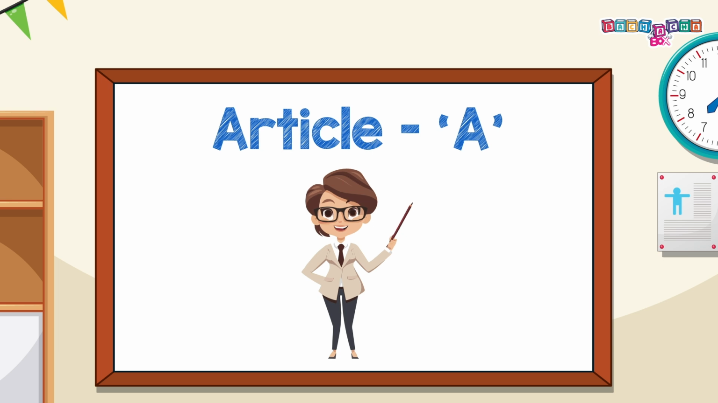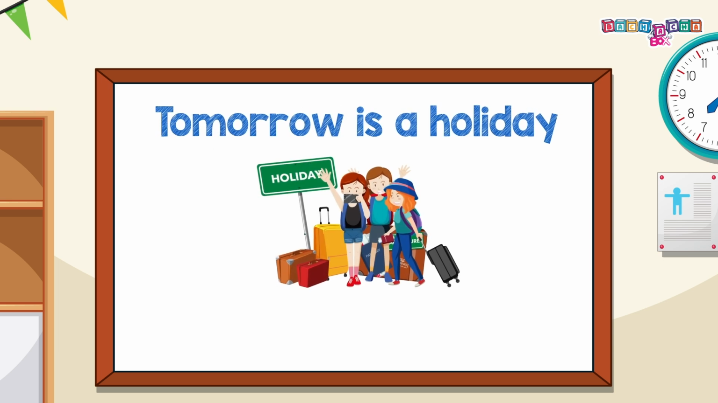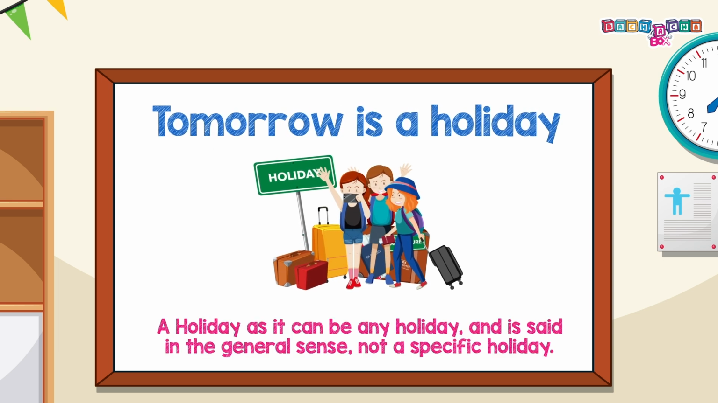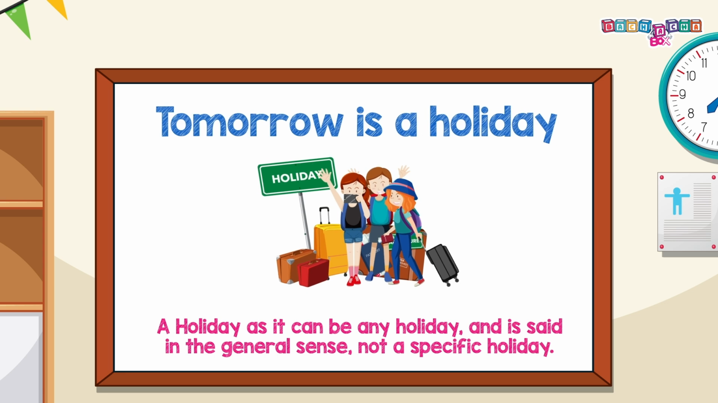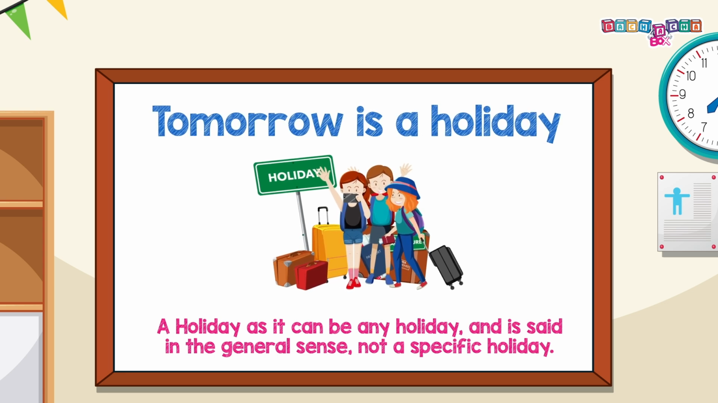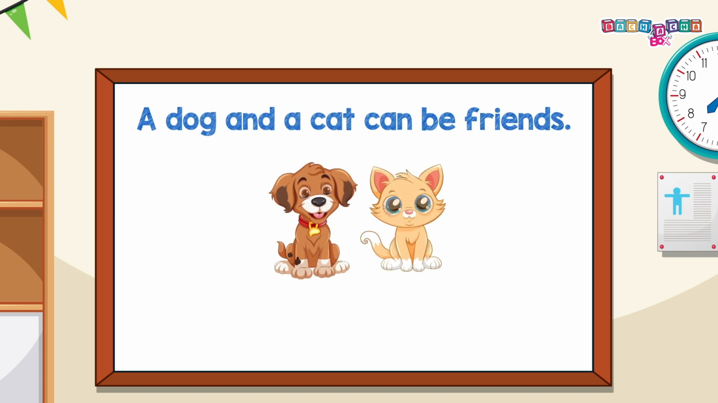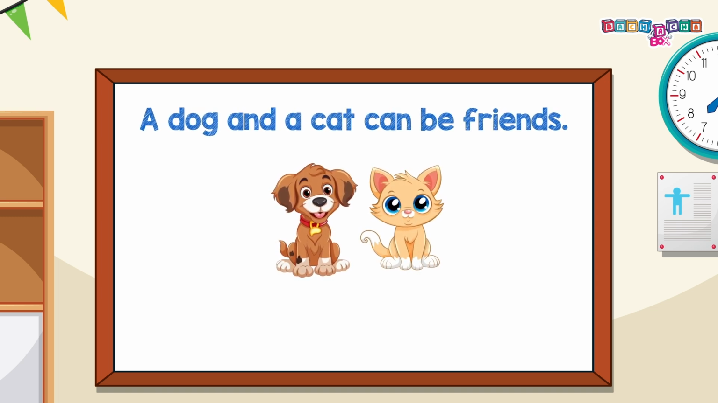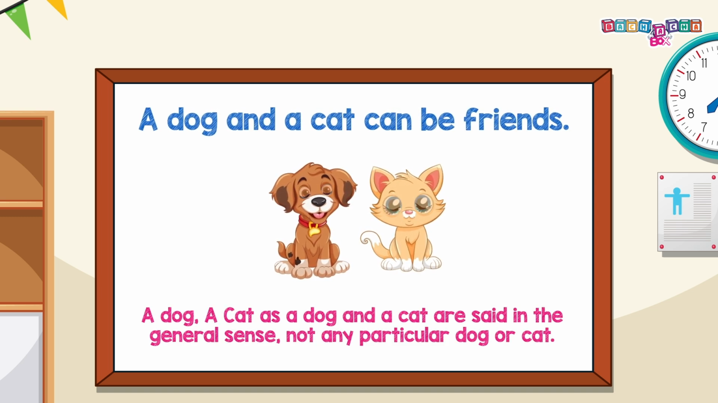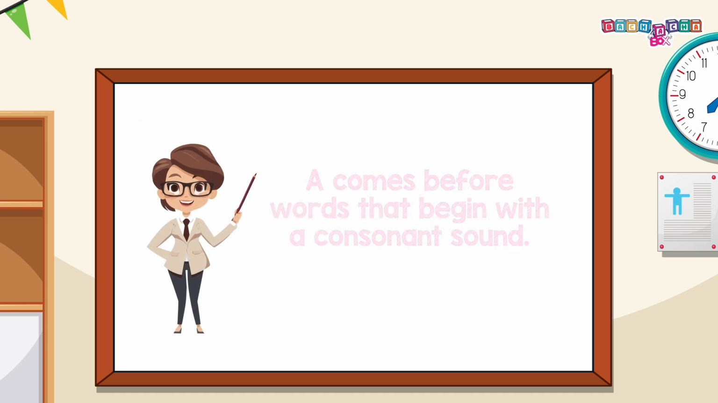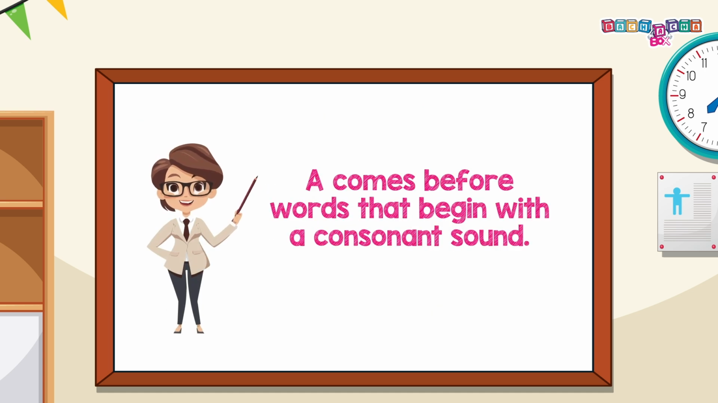Article a. Tomorrow is a holiday. A holiday, as it can be any holiday, and it is said in the general sense, not a specific holiday. A dog and a cat can be friends. A dog, a cat, as a dog and a cat are said in the general sense, not any particular dog or cat. Pro tip: a comes before words that begin with a consonant sound.